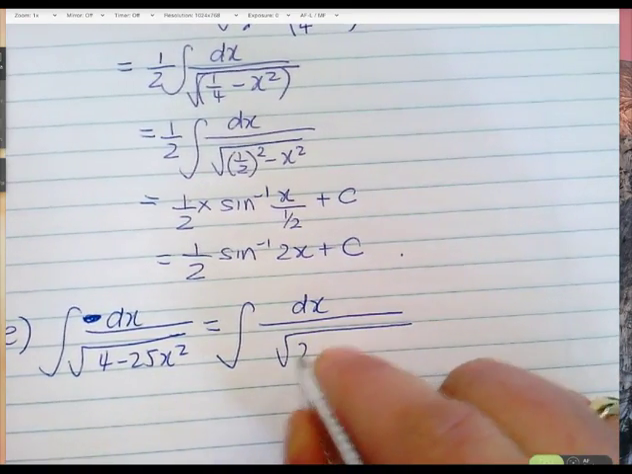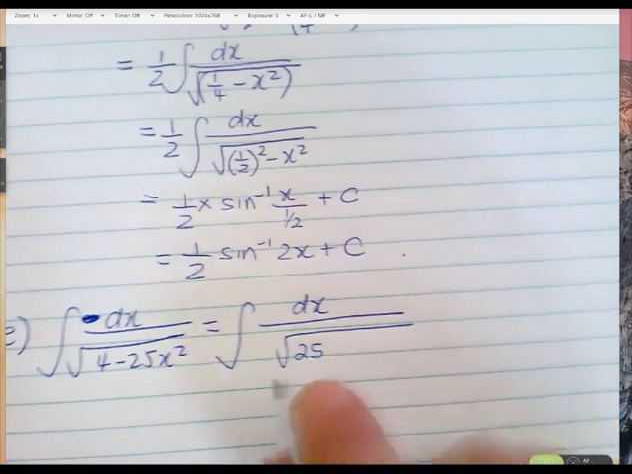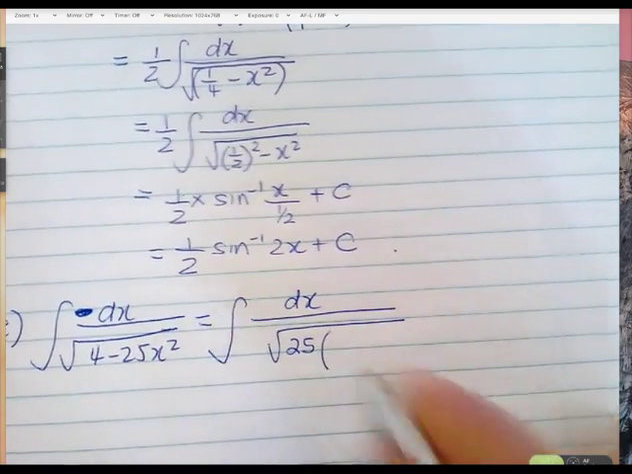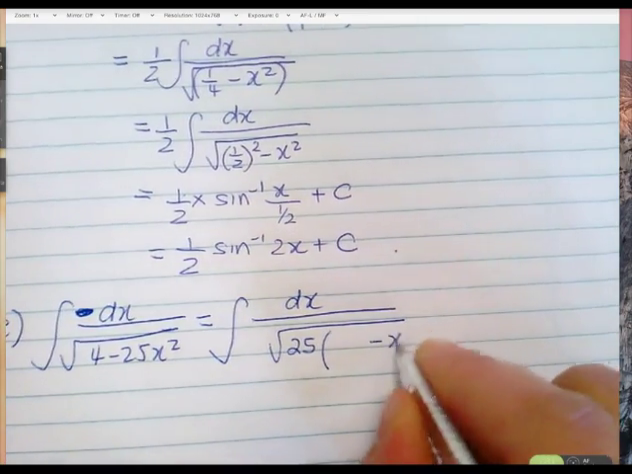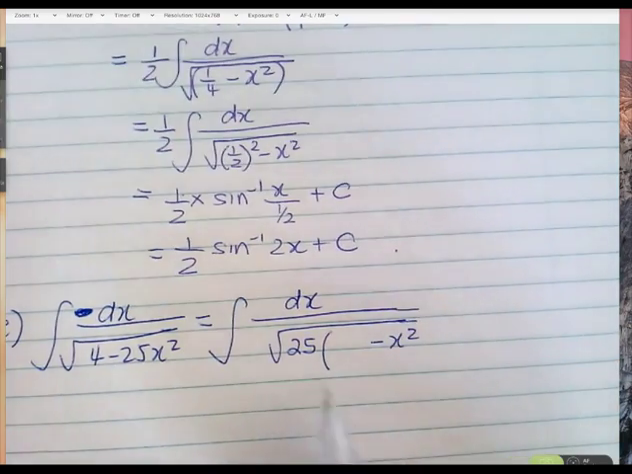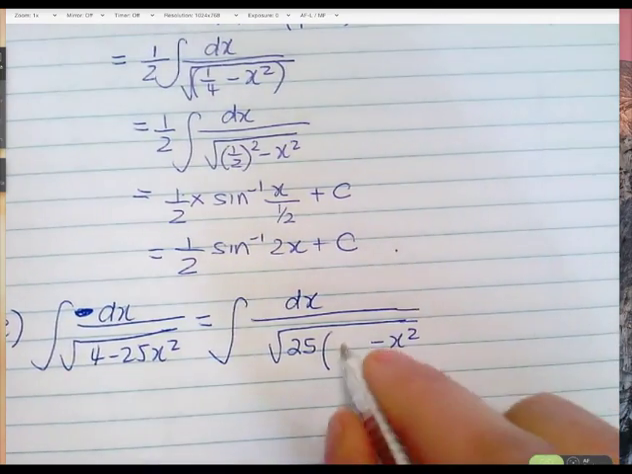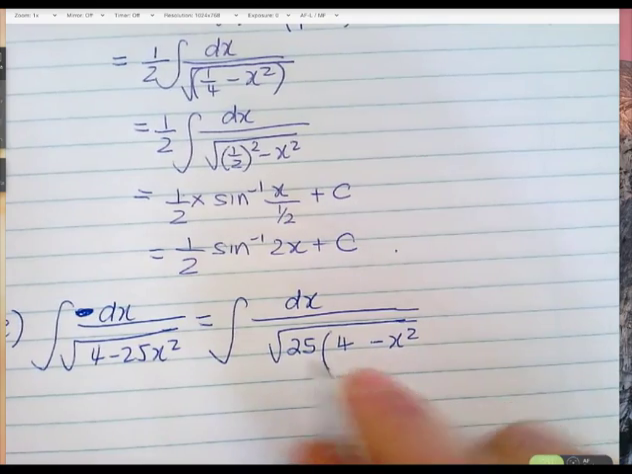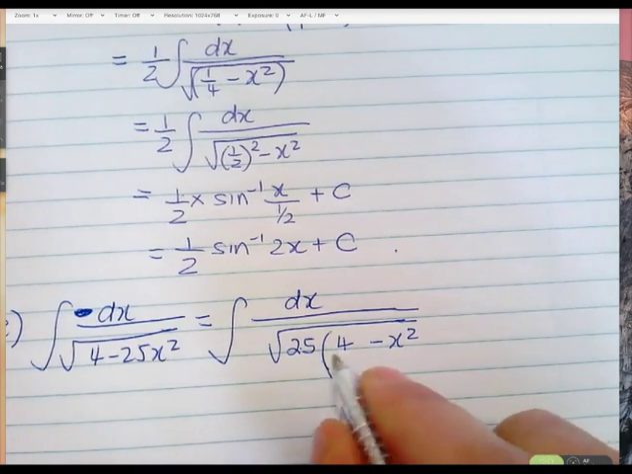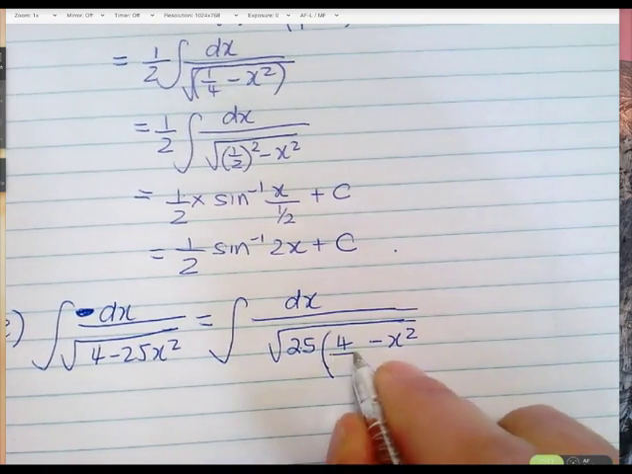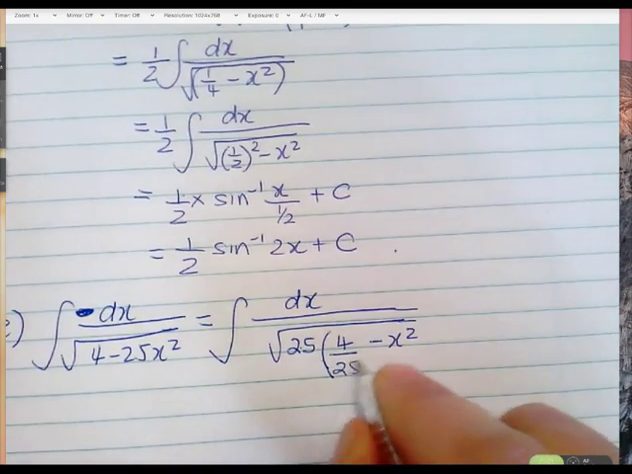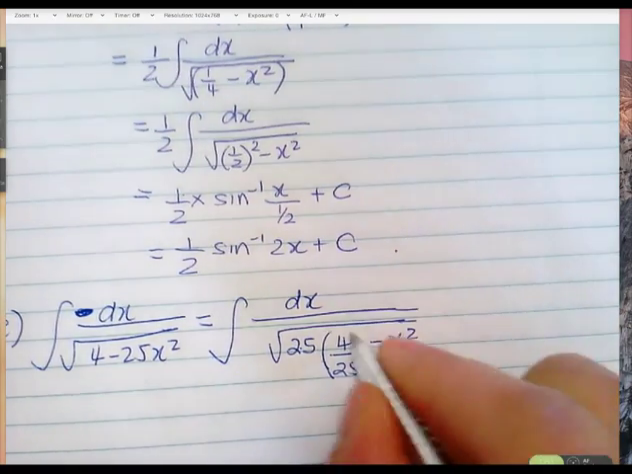Well, yeah, we go square root of 25. 25 is still under the square root sign. So we'll get minus x squared, but girls, what's going to happen here? How am I going to go? I want a 4 up here. How am I going to undo this? I'm not pulling out the 5 yet. Do you see what I've just done?